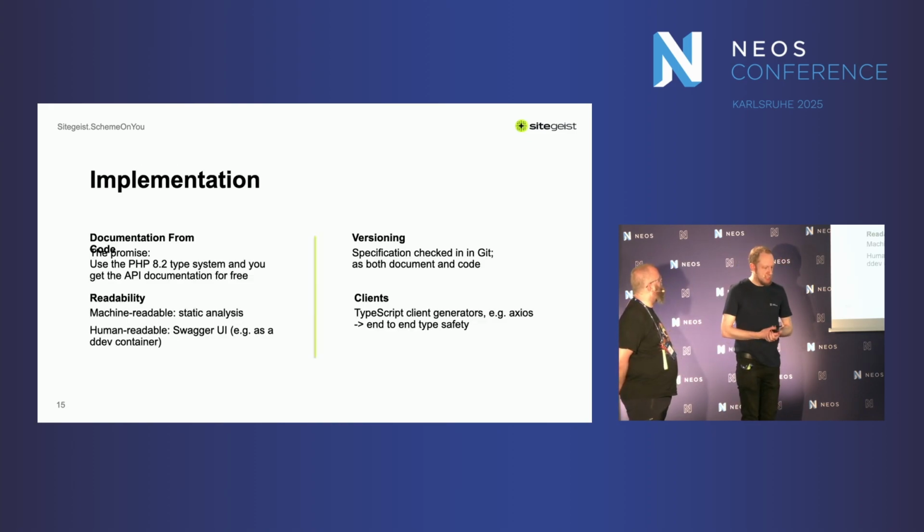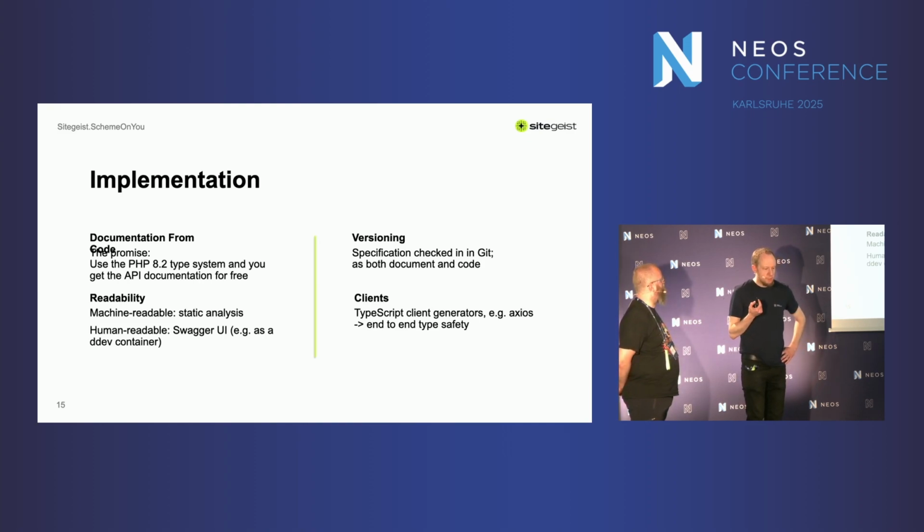So what does this mean for the implementation? We do get documentation from code. So the promise is, yes, as long as you make use of the PHP 8.2 type system, you'll get the API documentation for free. You basically don't have to do anything anymore. It's readable, both for humans via the UI that we just saw, and also it's machine readable for static analysis, and especially for both sides, right? So it's statically analyzable, both in PHP and in JavaScript on the other end.